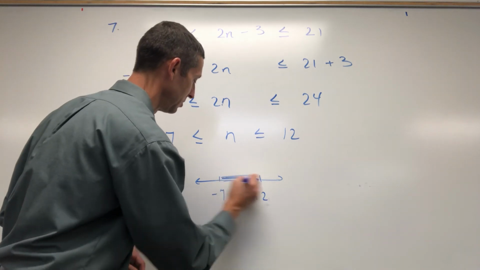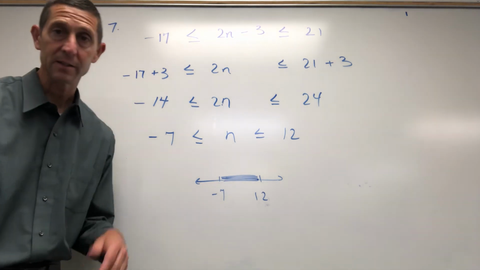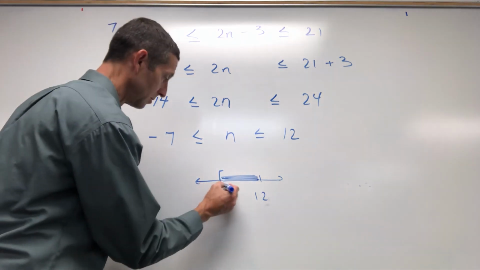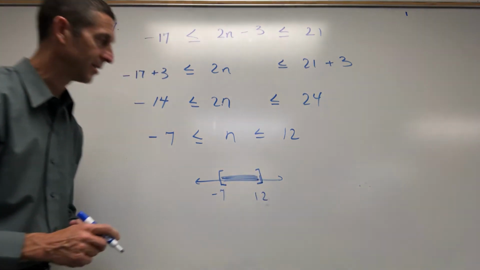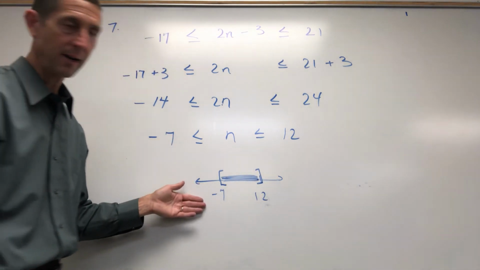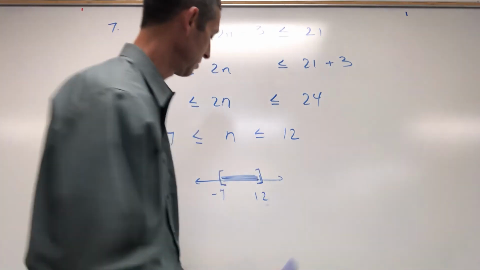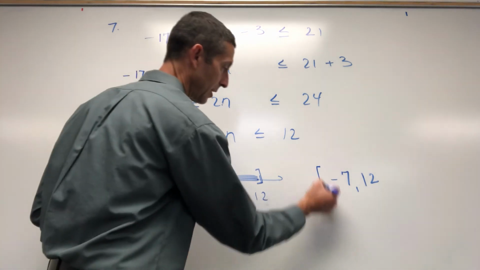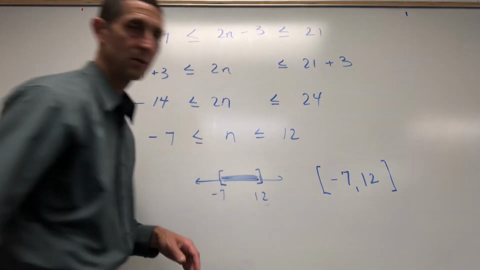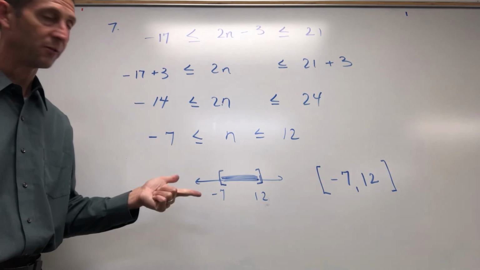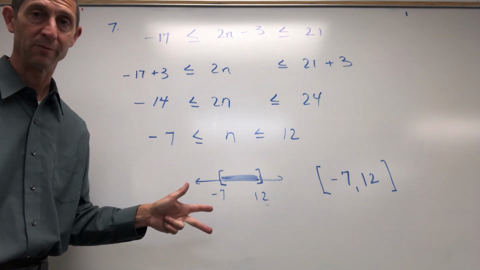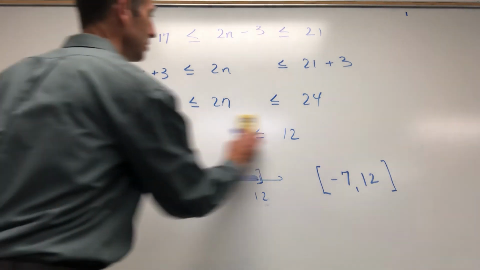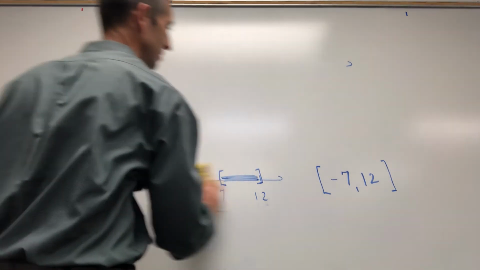Let's shade in that middle part right there. Check and see whether you're running with curved parentheses or straight brackets. Oh, straight bracket, straight bracket. So inequality, line graph. Let's put the interval form right over here. Negative 7 to 12. They're both straight brackets as well. So solve for the inequality, solve for the line graph, solve for the interval form. These examples should be helpful for this page 80 assignment.